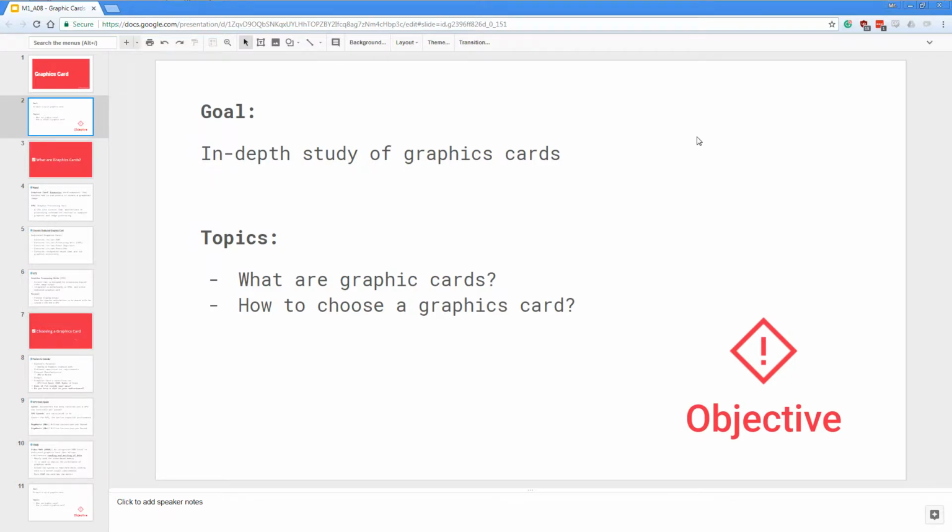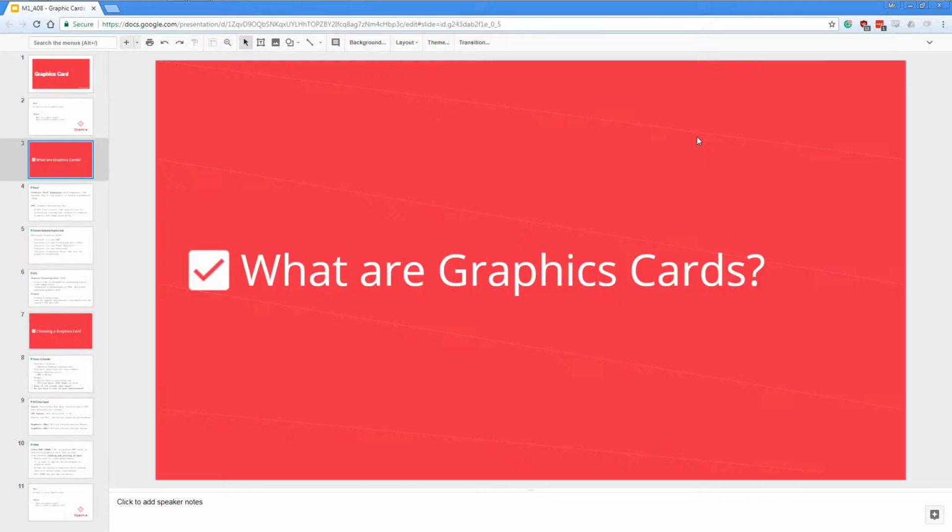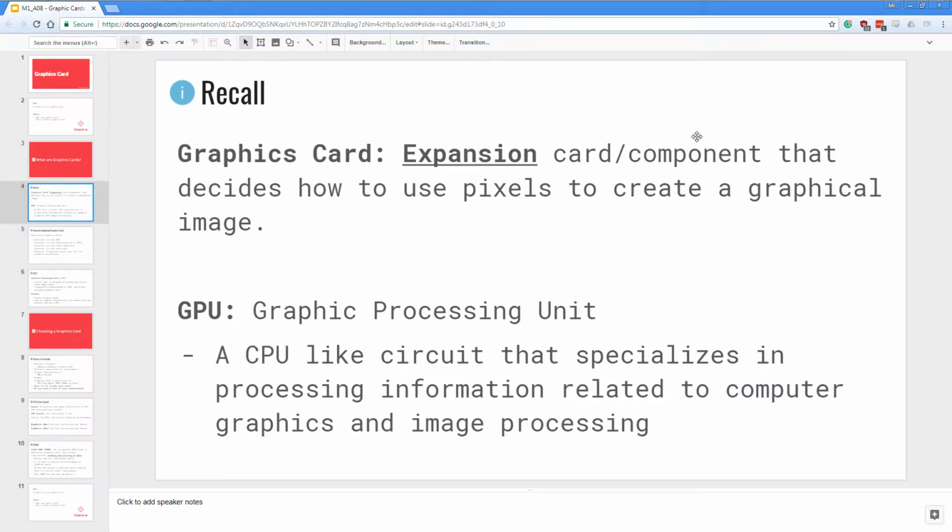And today we're going to do a little in-depth study of graphics card where we talk about what are graphics card and how to choose a graphics card. So let's start off with what are graphics card. And I want you to recall that graphics cards are expansion cards or components that decide how to use pixels to create a graphical image.